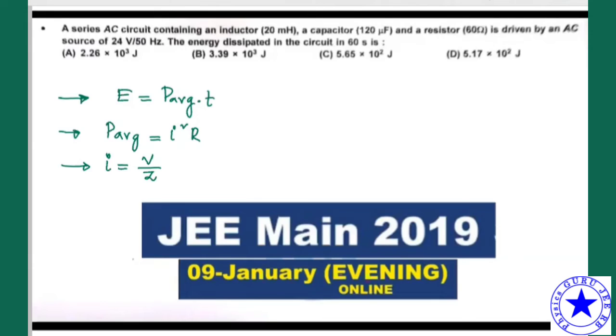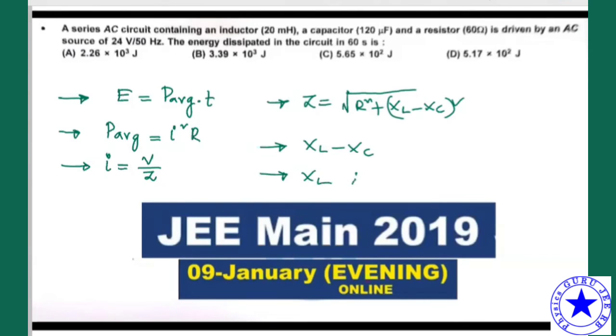But what is Z? Z is nothing but impedance. Impedance means under root of R square plus (XL minus XC) whole square. R is given, so I have to calculate XL minus XC. Then I have to calculate XL, and next XC. So step by step we will go now.